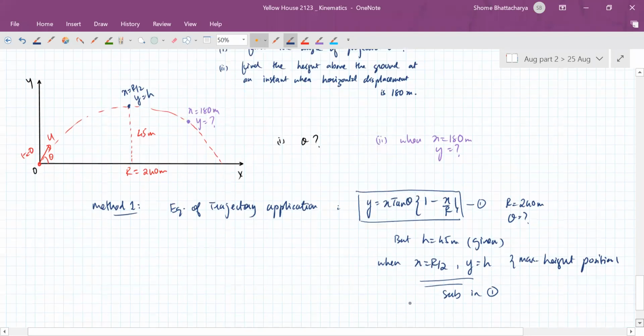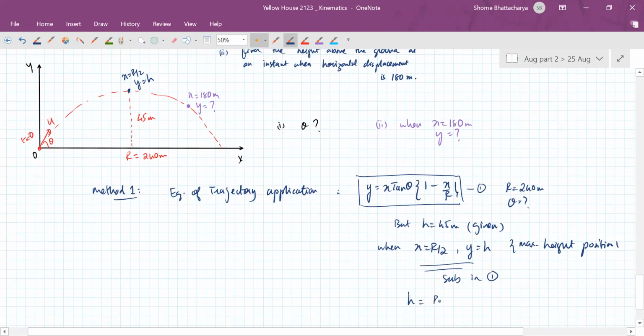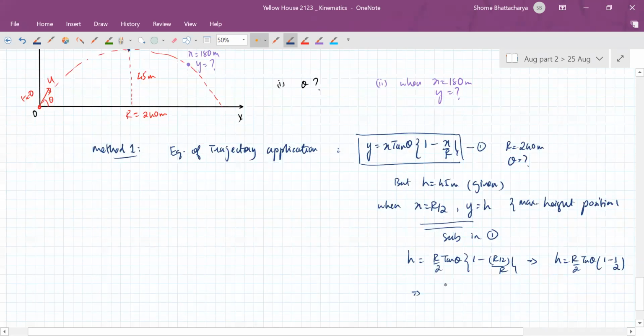So I have the y coordinate is h when the x coordinate is how much? R by 2. So I have this very interesting relation that h becomes r tan theta by 4. Okay. So here that means that 45 should be equal to 240 by 4 times tan theta. So from this now I can find out the value of theta.